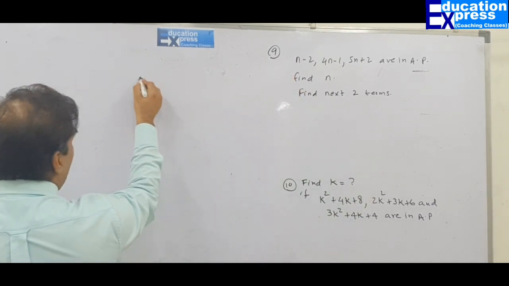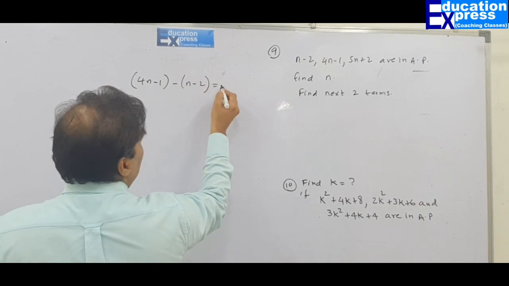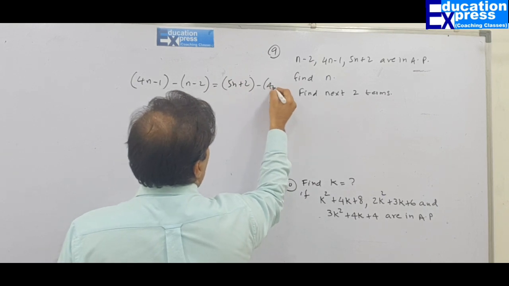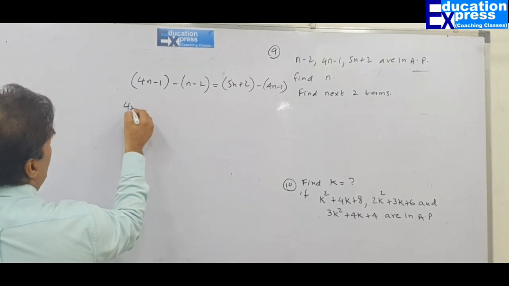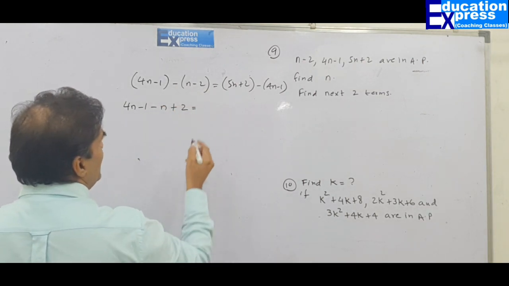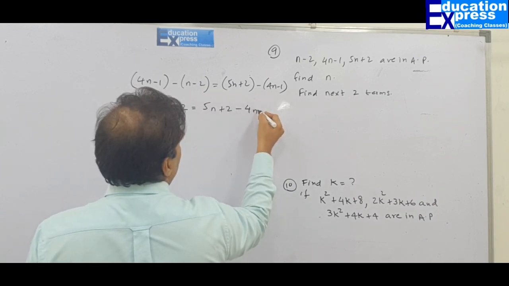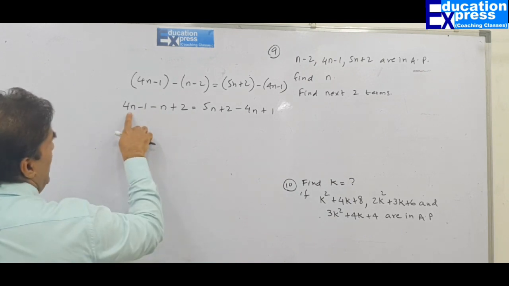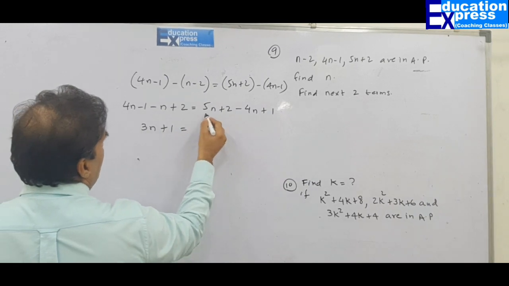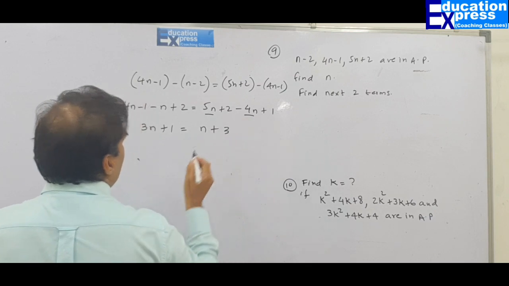Can I say second term minus the first term is the same as third term minus the second term? So 4n minus 1 minus n, minus becomes plus. Please don't make any mistake while opening the bracket, my dear friends. Minus 4n, minus becomes plus. 4n minus n, 3n; minus 1 plus 2, that is plus 1. 5n minus 4n, n. 3 plus 2 plus 1 is 3.